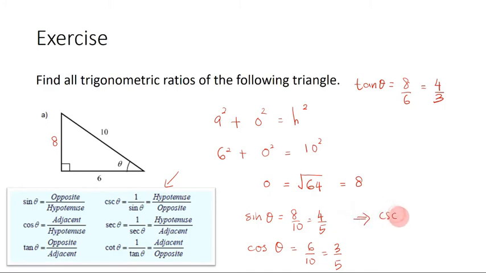where we can also find the cosecant theta, which is equal to 5 over 4, by looking at this. And we can also find the secant theta is equal to 5 over 3, and cotangent theta is equal to 3 over 4.